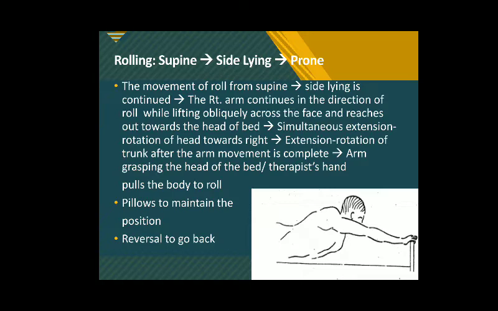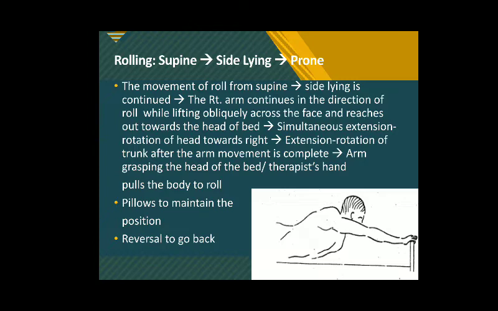Simultaneously, there is extension and right side rotation of the head. Along with that, there is extension rotation of the trunk once the arm has reached the opposite side of the head of the bed, and the arm grasping the head of the bed or therapist's hand helps by pulling the body to roll into the prone lying from side lying.